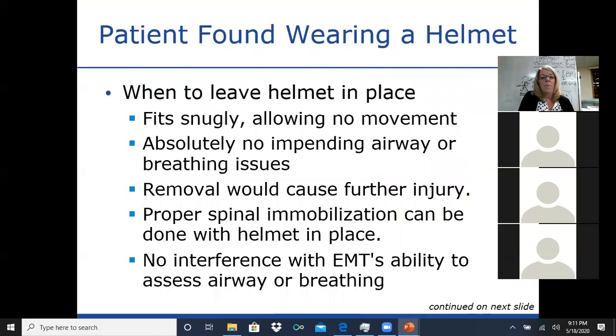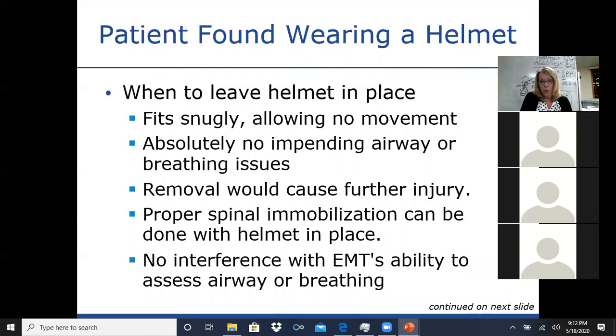So if you have a patient that is wearing a helmet and it fits well, you don't always have to take it off. If it's not a compromised airway and the helmet fits snugly, you can leave it in place. The problem with a helmet is because it's got that big round part in the back, it can tip your head forward when you put them on a backboard, or it can go back because of the weight of it if it's not fit correctly. But if it's snug and doesn't allow movement, you can pad and leave the helmet on if you're concerned about removing it. So if there's no breathing issues, no airway issues, you don't have to worry, you can leave it on.